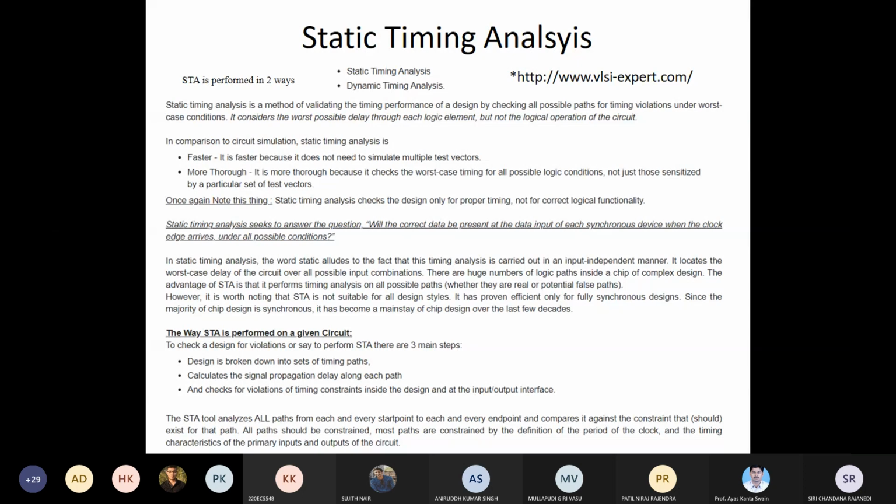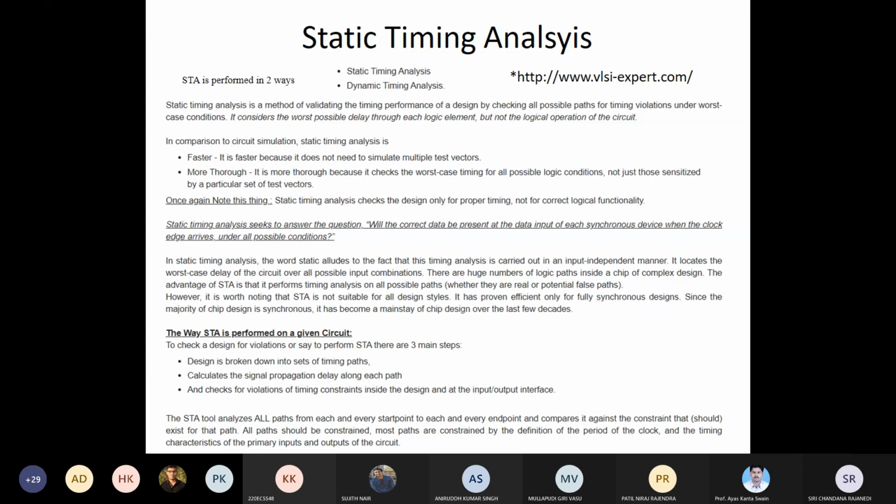But you also have to note that it doesn't check the logic operation of the circuit. What we'll check is, we have flip-flops, and we have to check whether they are meeting setup time and hold time or not. We will never try to see or understand what the design is doing. We will not check the functionality of the design.